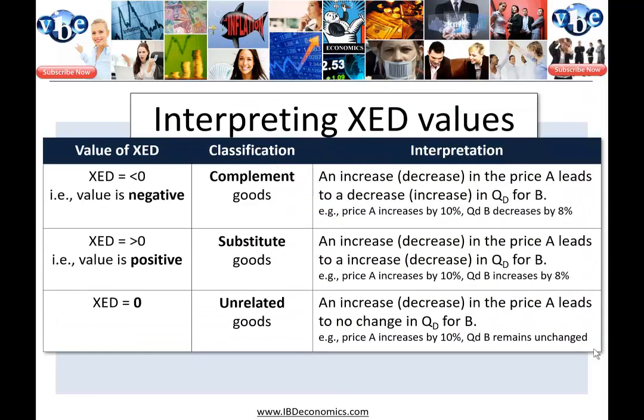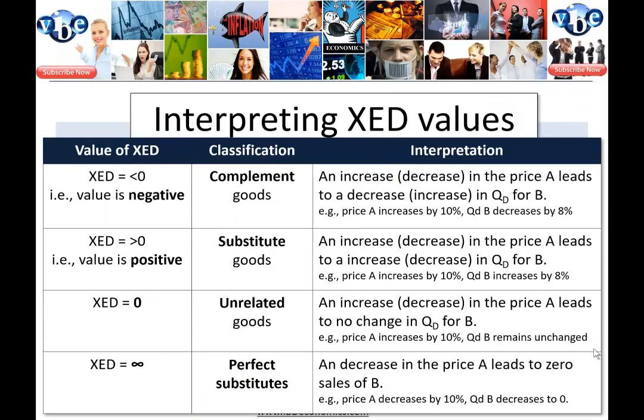Now, if we find out that XED is 0, we're talking about unrelated goods. So an increase or decrease in the price of good A won't affect quantity demanded for good B at all. So, for example, if the price of A increases by 10%, quantity demanded for B remains unchanged. And if we find out that XED is an infinite value, then we are talking about perfect substitutes. So a decrease in the price of A leads to 0 sales of B, because everybody immediately switches to good A.